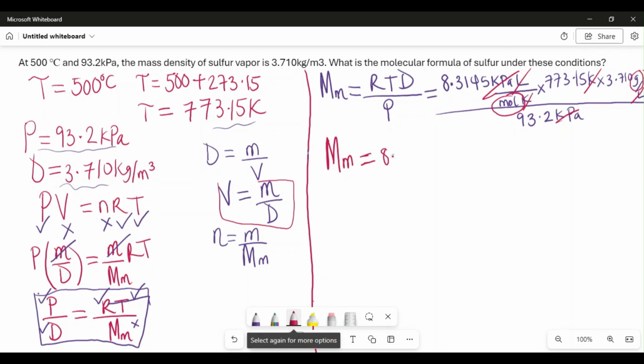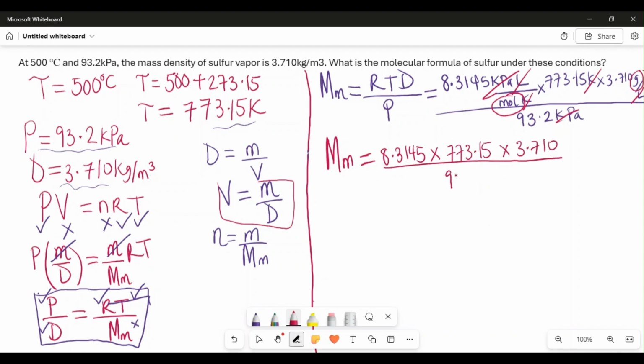So you have 8.3145 times 773.15 times 3.710 divided by 93.2, and then you have gram per mole, because of course we want the molar mass to be in gram per mole. So we input all of this information into a calculator to get 255.893 gram per mole. Now, the question asks us to find the molecular formula of sulfur under these conditions.